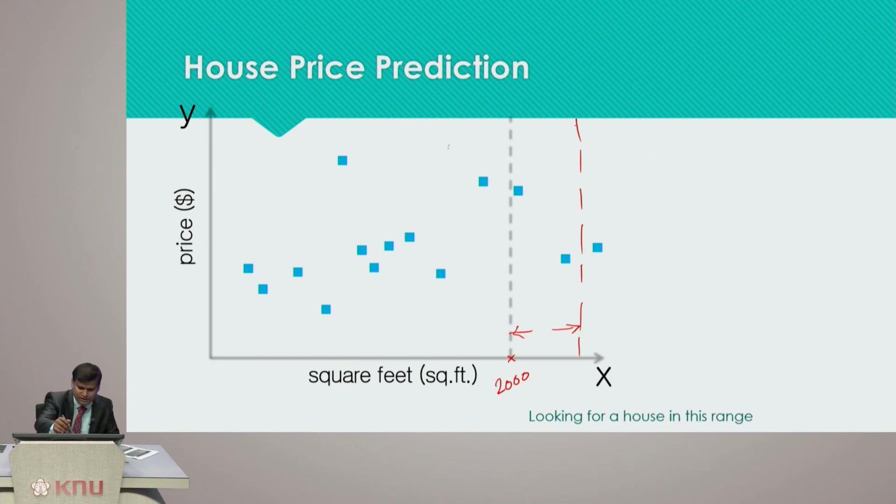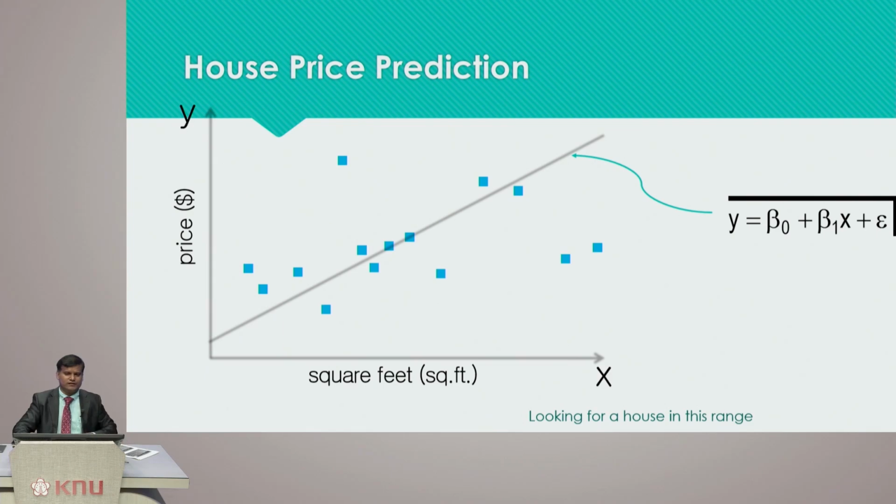Even if you look at the other side, you still have only two houses. So overall, the whole range, say 1500 square feet to 2500 square feet, has just four houses, so it's very hard to determine the exact price. So we can model a simple linear regression to predict the housing price.